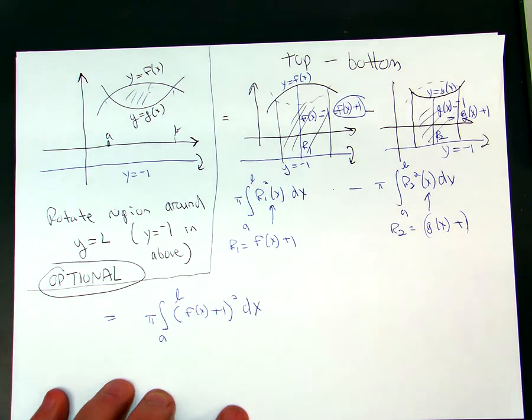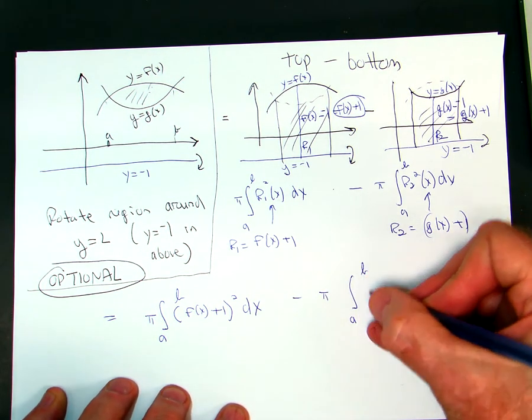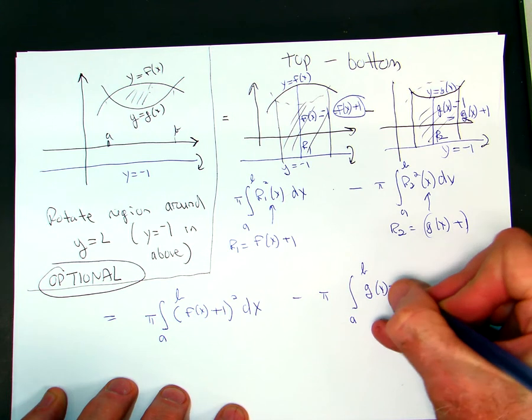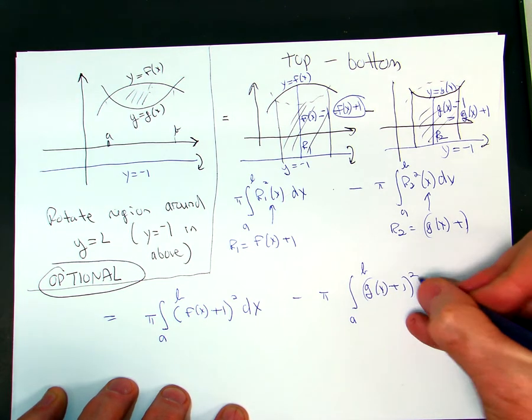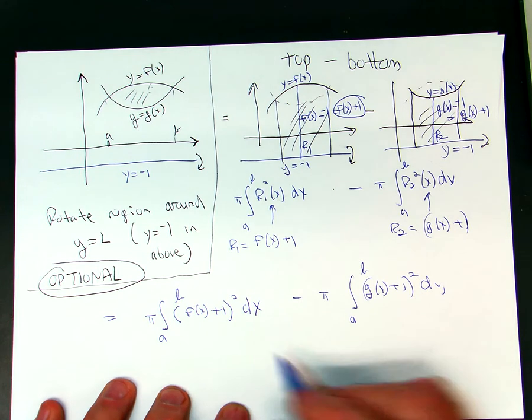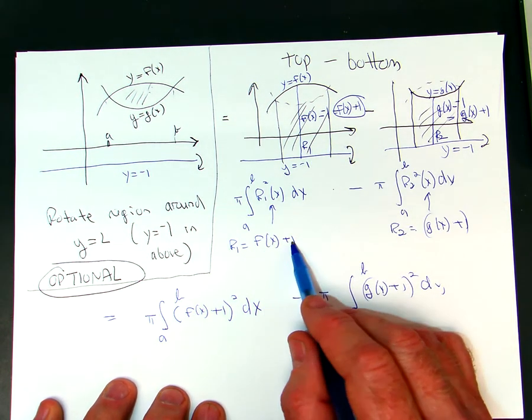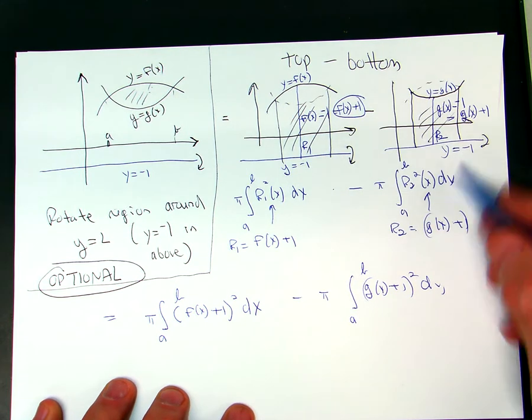That's this integral right here. And that's this integral right here. That's all it is. So it's the same idea, except we have to account for this -1, and that's just extending the radius by 1, as you can see, and the same thing over here.